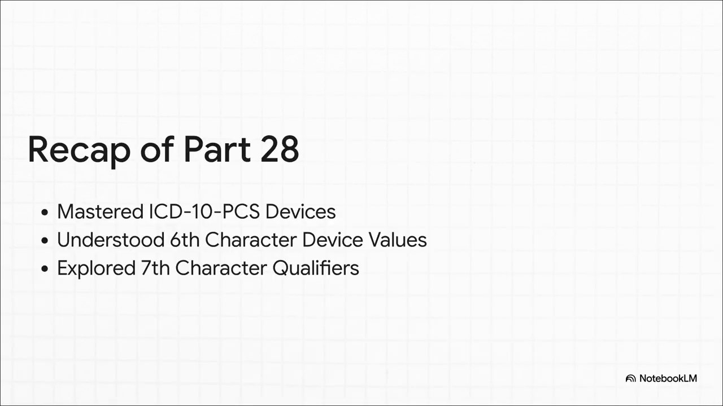Let's do a super quick recap to ground ourselves before jumping into the new stuff. In part 28, we mastered the nuances of devices and qualifiers. Remember how the sixth character in our PCS codes is dedicated to devices? That's putting in non-biological or biological materials to monitor, assist, or perform a physiological function. We also demystified the seventh character qualifiers, which give us that highly specific extra detail, like whether a biopsy was diagnostic. Keeping that 7-character foundational structure in your head is going to be incredibly vital for what we're doing today.